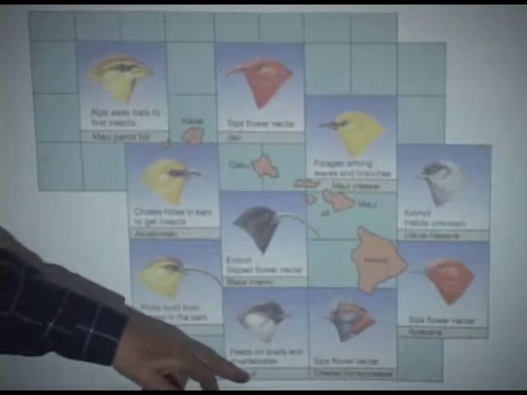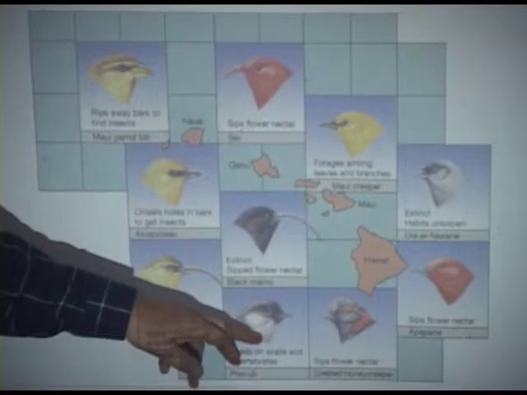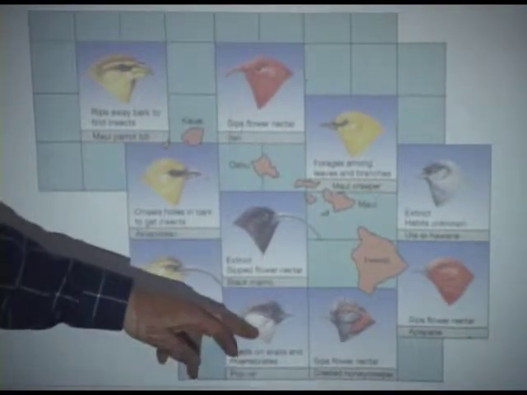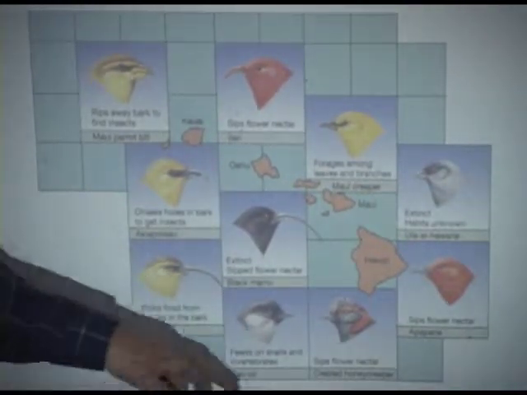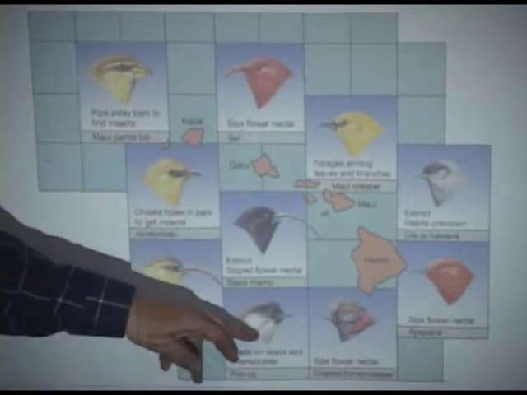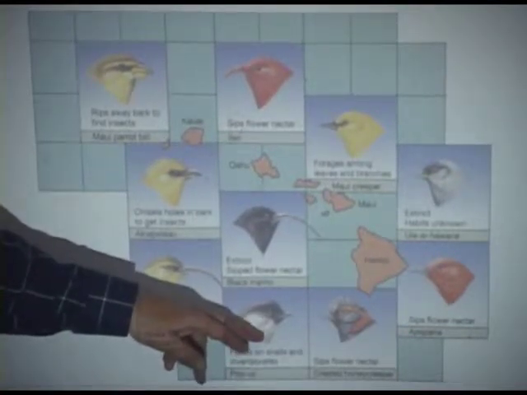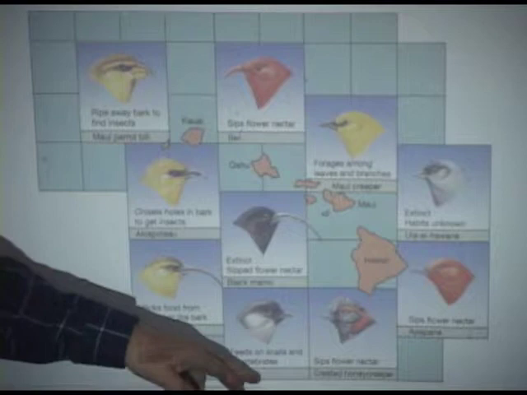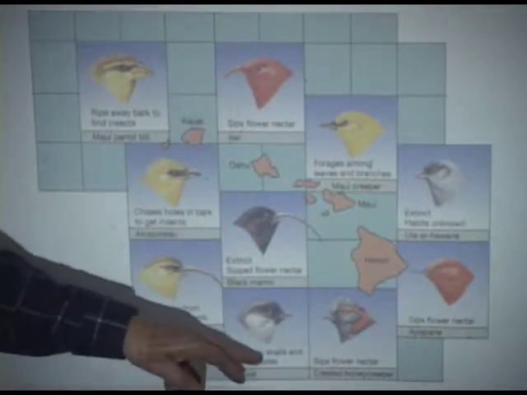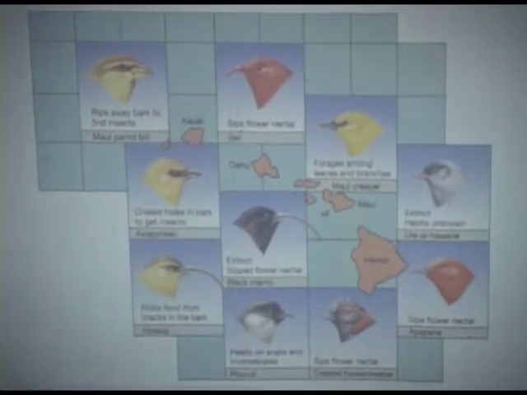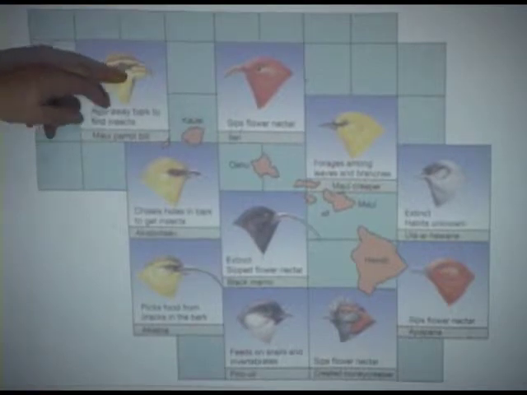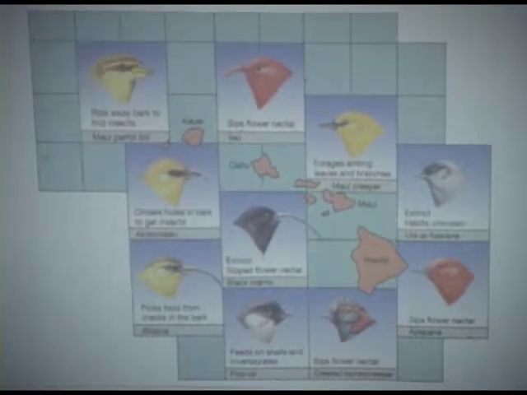Pardon? One male, one female, we hope? They don't know. The sexes are very similar, but they're not going to touch him because there were three and they brought one in and it died. But anyway, this guy feeds on snails, okay? And then this one here has obviously a big thick bill for picking apart bark. So these have diversified extensively.